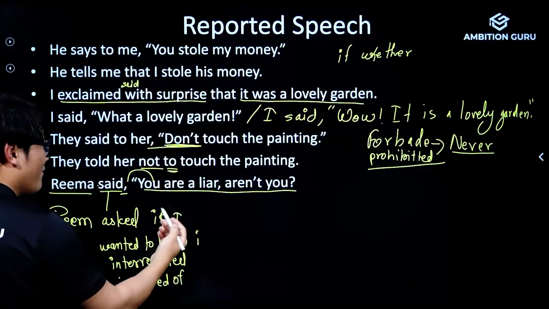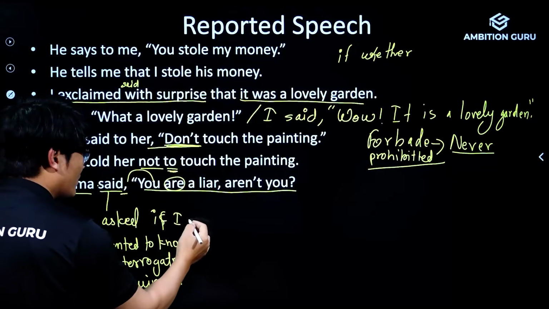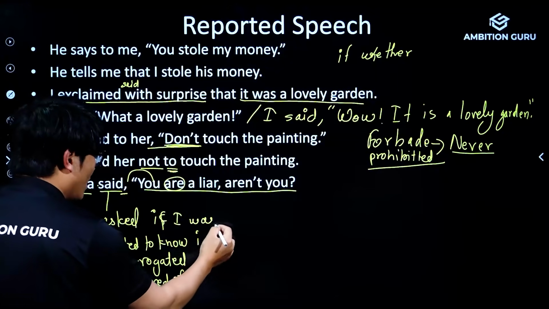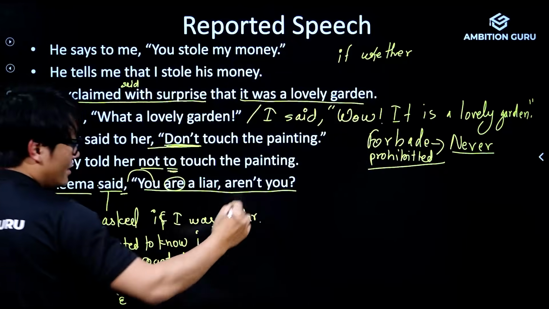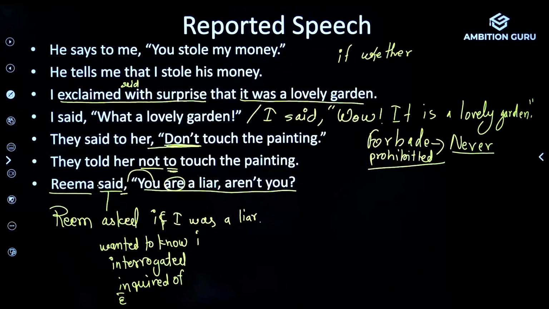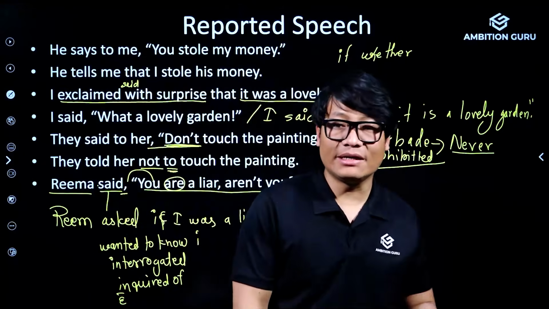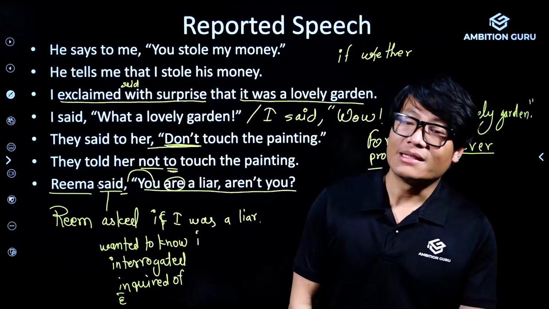Rima asked if I. Now "are" should be changed into what? Was. So if I was a liar. And this is the answer. Rima interrogated me if I was a liar. Yeah, that's also right.